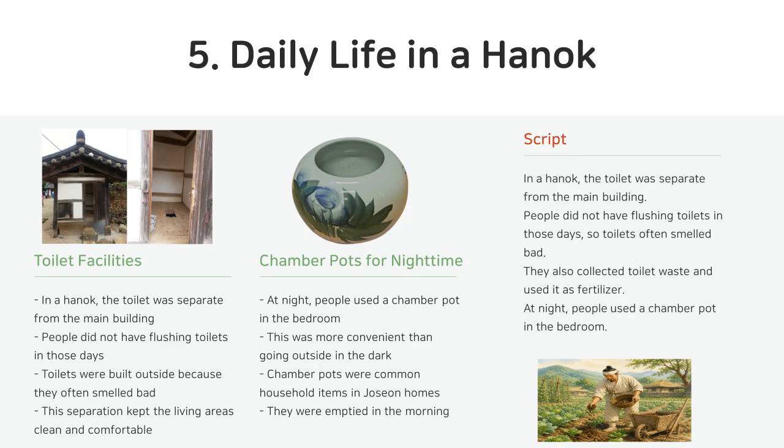Hello, everyone. I will talk about daily life in a hanok. In a hanok, the toilet was separate from the main building. People did not have flushing toilets in those days, so toilets often smelled bad. They also collected toilet waste and used it as fertilizer. At night, people used a chamber pot in the bedroom.